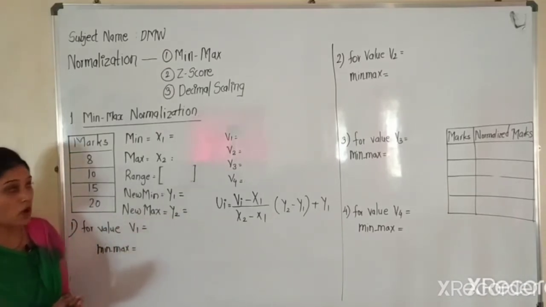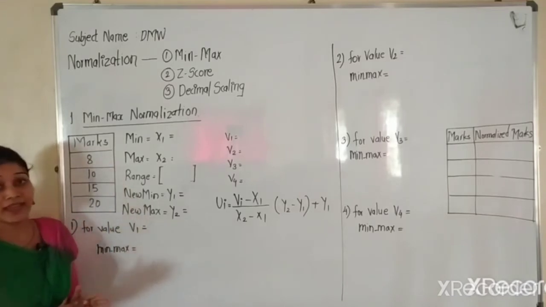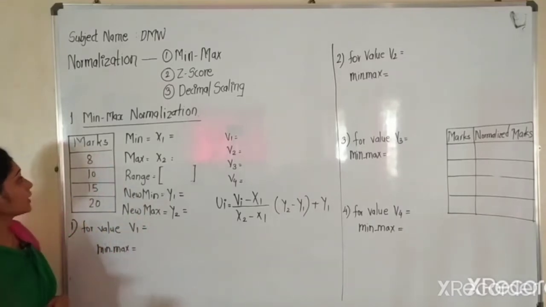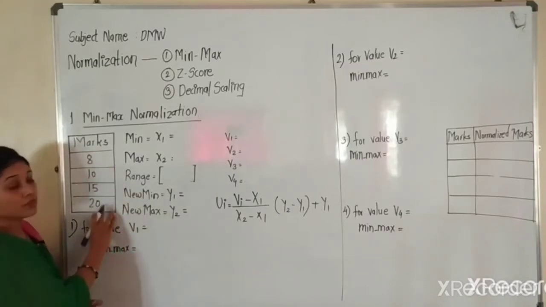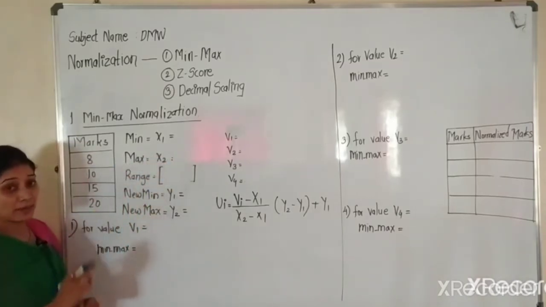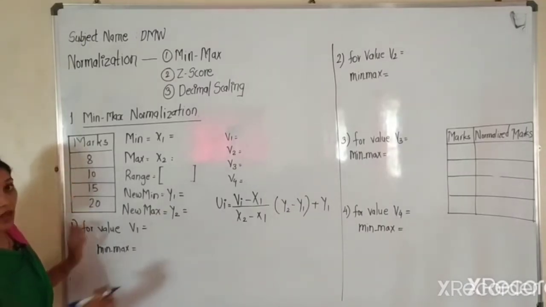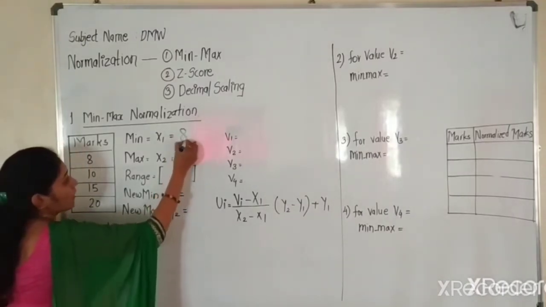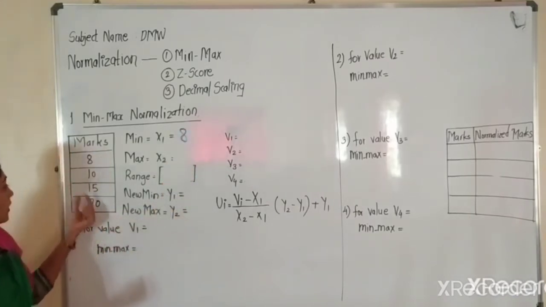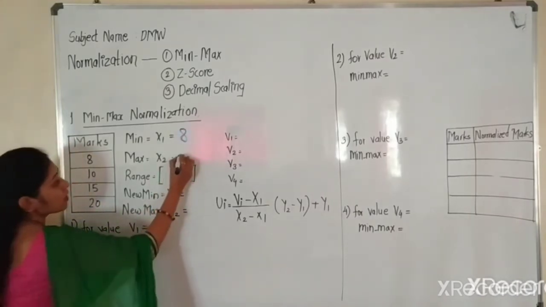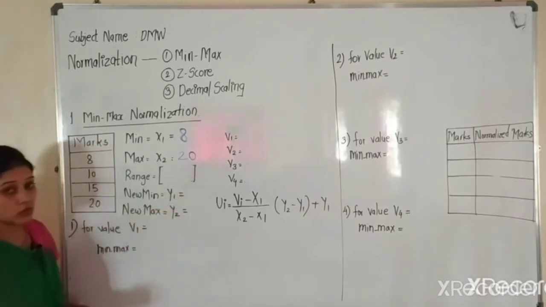For min max normalization, the name itself indicates that we have to work on min and max values, right? So from these given entries, first of all I will find out the min and max. So what is the minimum value in this table? That is nothing but 8. So my first value is 8. Then the max value from this table is 20.